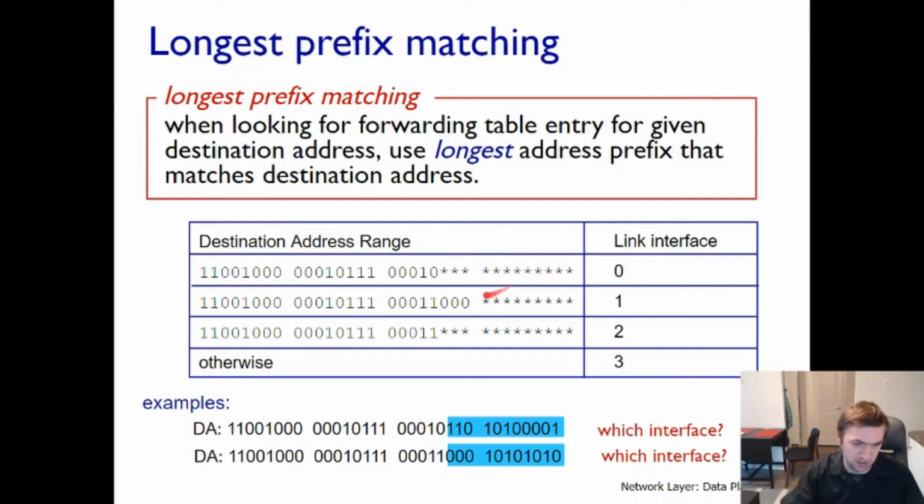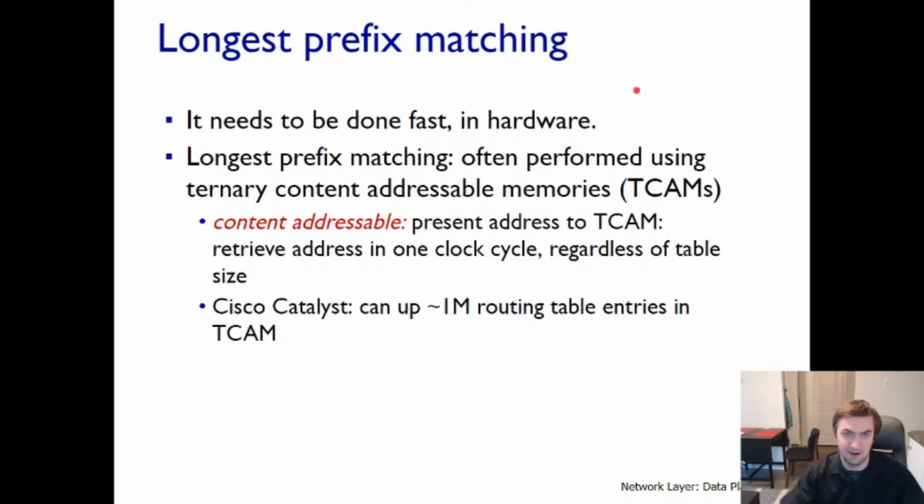So the first one, you can see in the third series of numbers, has 0010. So it only matches this prefix, meaning it has to go to link interface number 0. What about the second one? Well, you can see the second one has 00011, so it could match either 1 or 2. We use longest prefix matching, which means we're not going to send it to number 2, because it actually happens to match the 000 as well. So this is a longer prefix match, which means we're going to send this second example over to link interface 1.